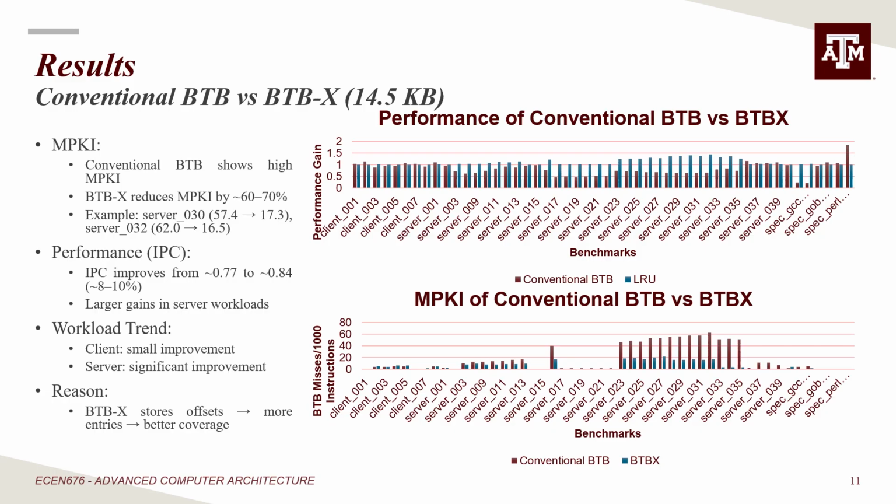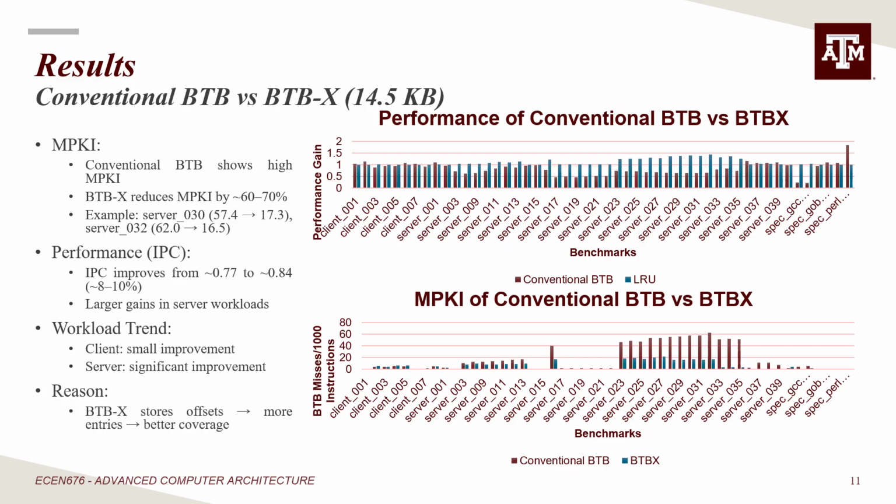In the conventional BTB, each entry stores a full 46 to 48-bit target address, which limits the number of entries that can be stored. Because of this limited capacity, we observe high MPKI values, especially in the server workloads with large branch working sets.